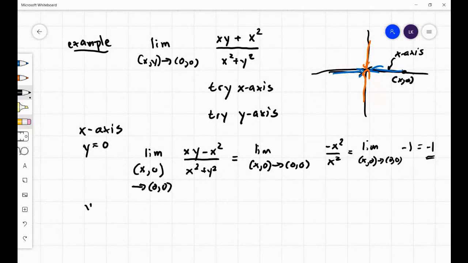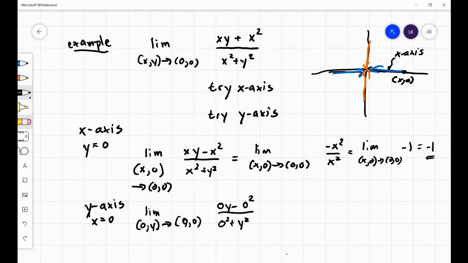We will now try the y-axis. This is kind of my initial check, because this is the easiest thing to check for. Along the y-axis, every point has the x-coordinate 0. So we take the limit as (0, y) goes to the origin. We can now replace x with 0, and we get a constant, namely 0 over y squared, so 0.